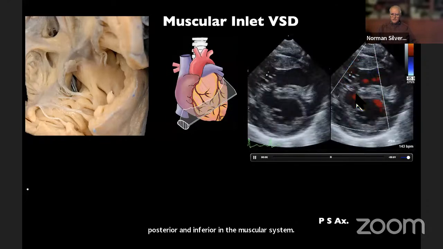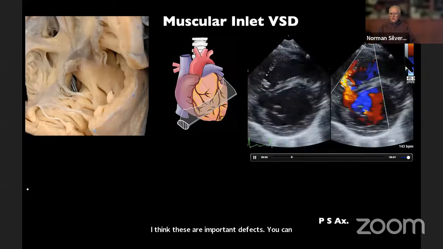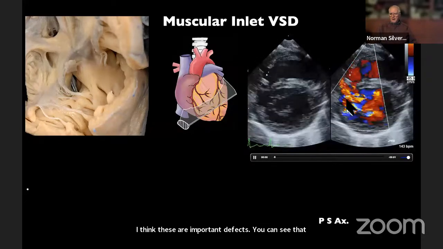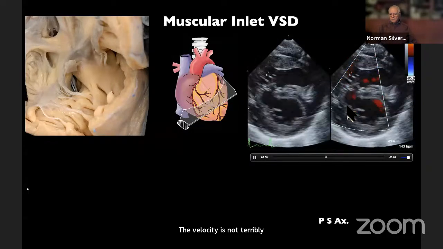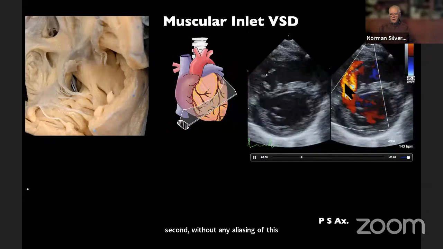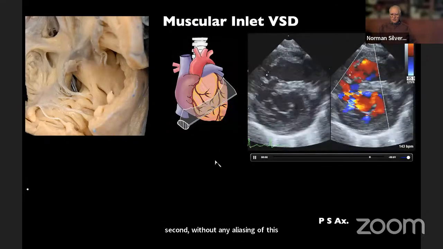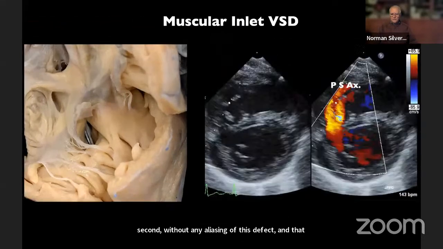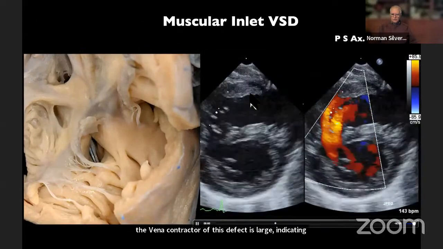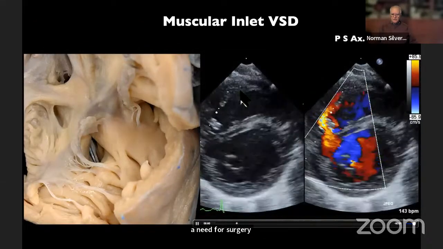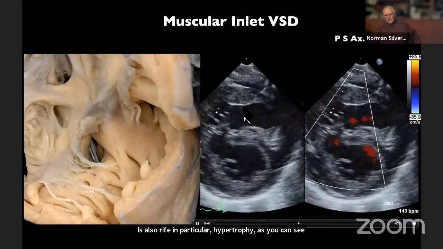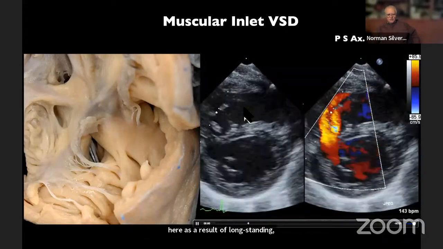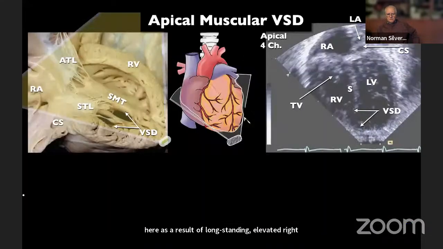You can see that this is a big defect. The velocity is not terribly high, maybe 85 centimeters per second, without any aliasing of this defect, and the vena contracta of this defect is large, indicating a need for surgery. There's also right ventricular hypertrophy, as you can see here, as a result of long-standing elevated right ventricular pressure in this patient.